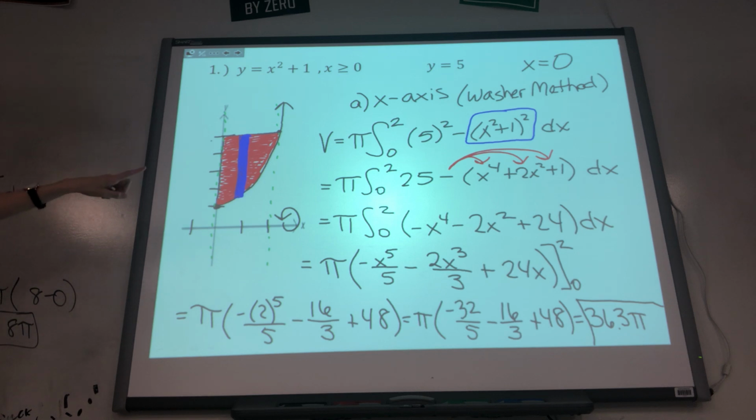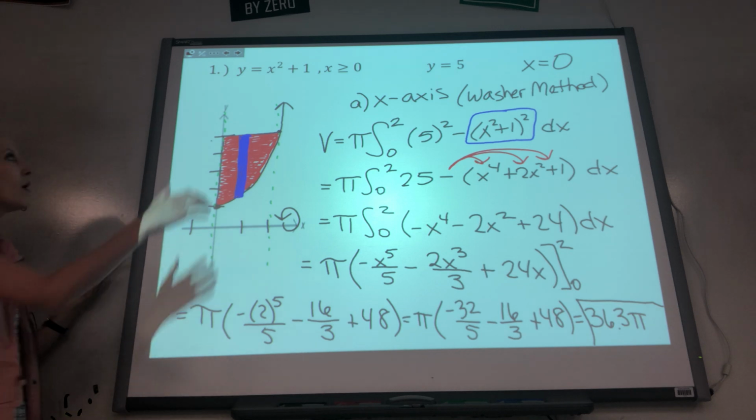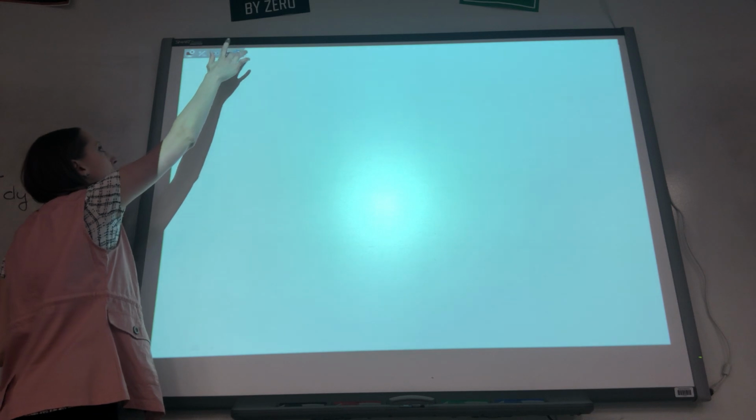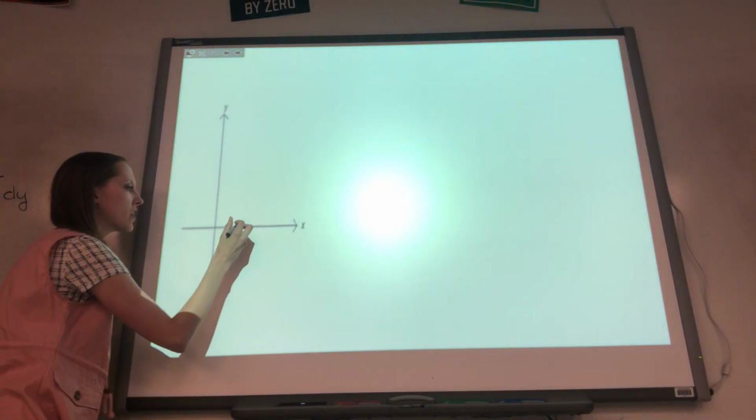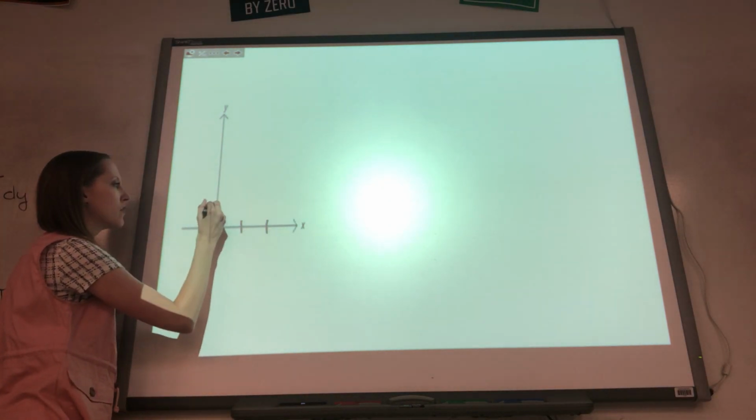Okie doke. Any questions about what we did on part A? There was a gap, so we needed the washer method. Now let's go ahead and do part B. And like I mentioned earlier, I'm going to redo my graph real quick.